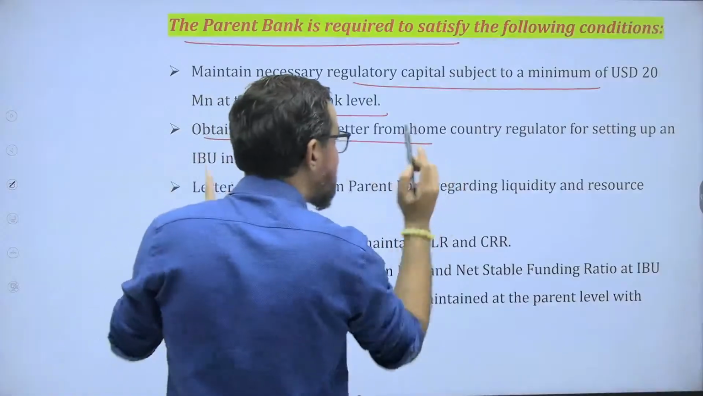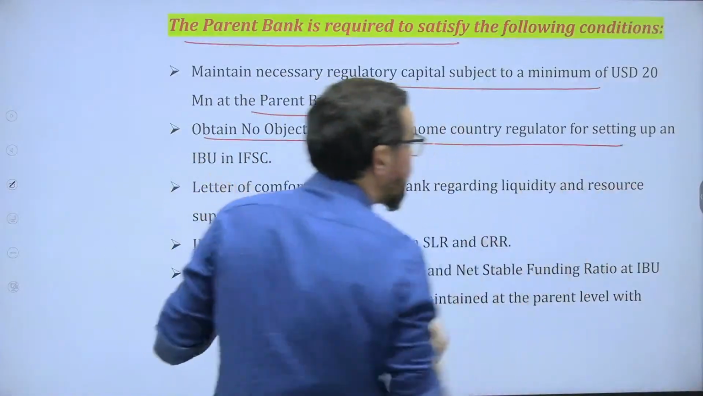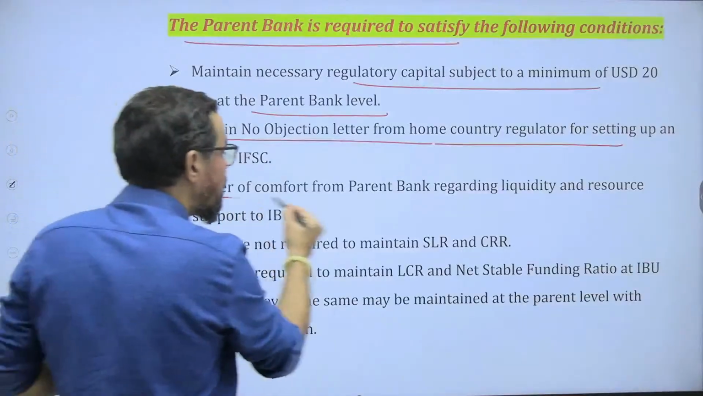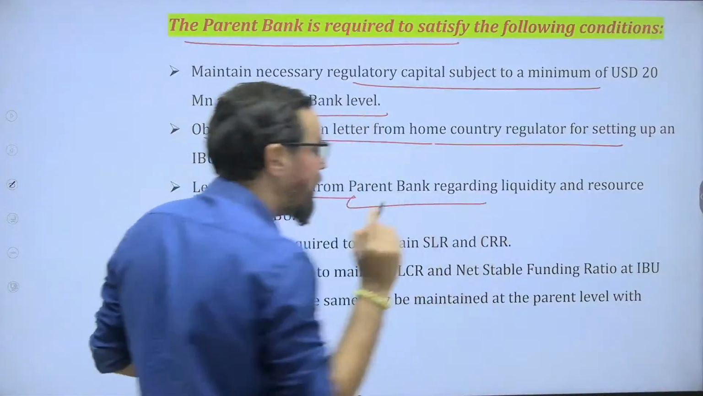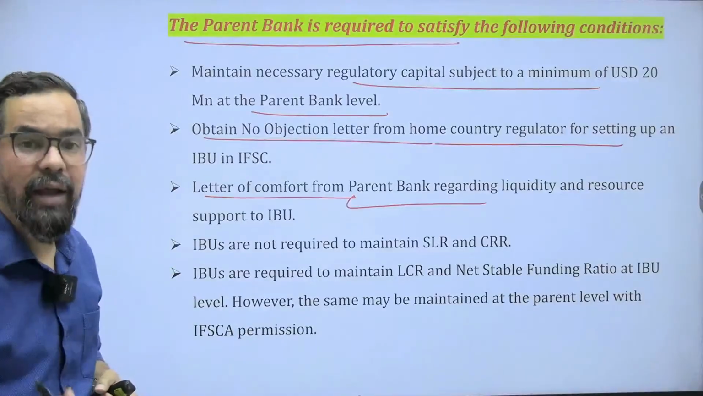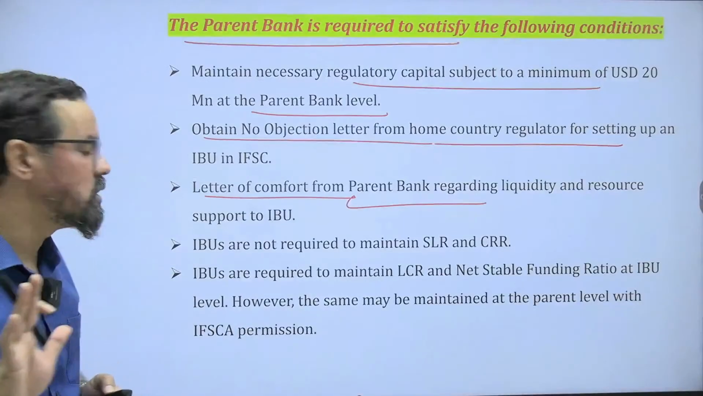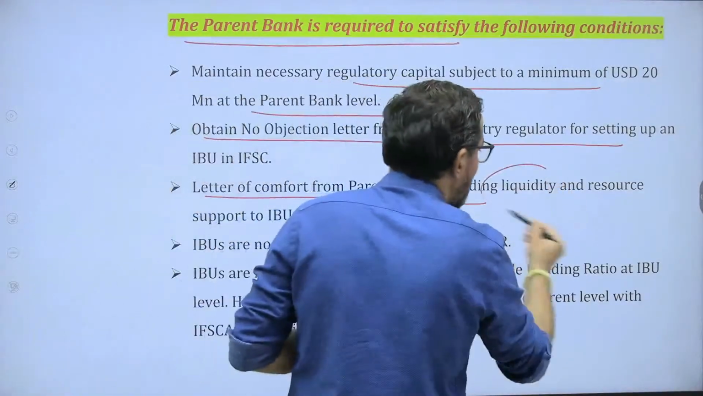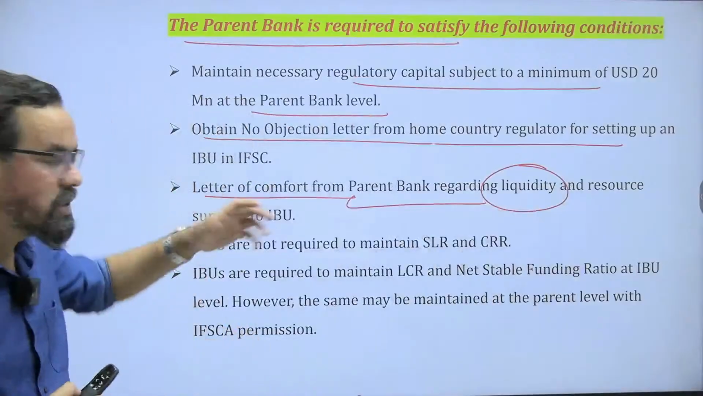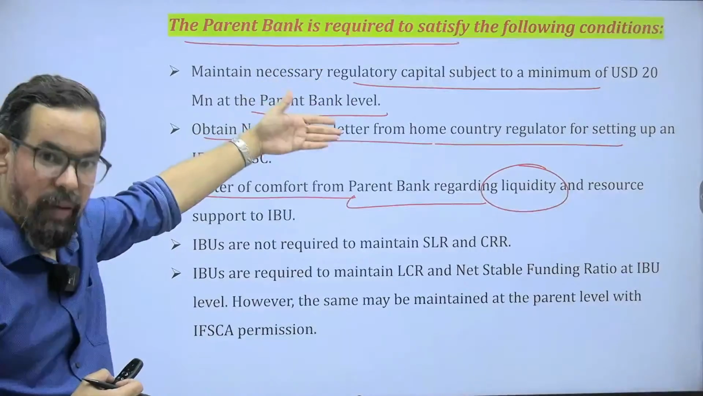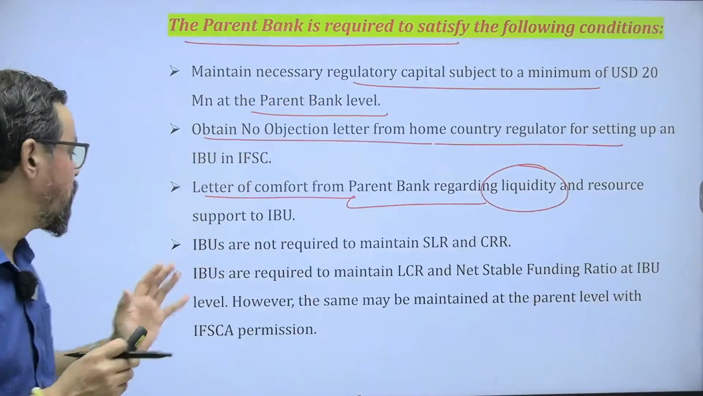Obtain a no objection letter from home country regulators, like in case of SBI it is RBI. Okay? Letter of comfort from parent banks regarding liquidity and resources support to IBUs. Okay? So please do remember this. What they'll do, they'll use some tricks, like they'll mention RBI here, they'll mention the parent banks here. So you have to be very careful around these.